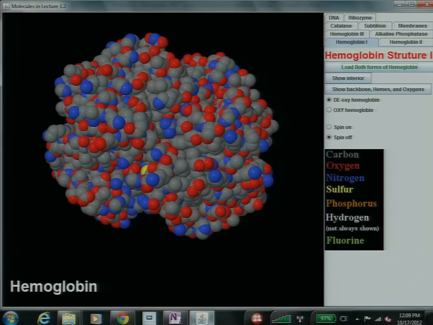So that's what hemoglobin looks like in some sense. Right? What are the spheres? The spheres are individual atoms. How do you know which is which? Carbon's gray, oxygen red, nitrogen blue, sulfur is yellow. One of the notable things you don't see are any white.